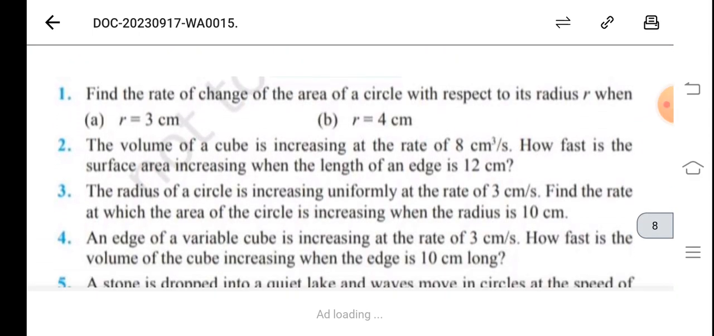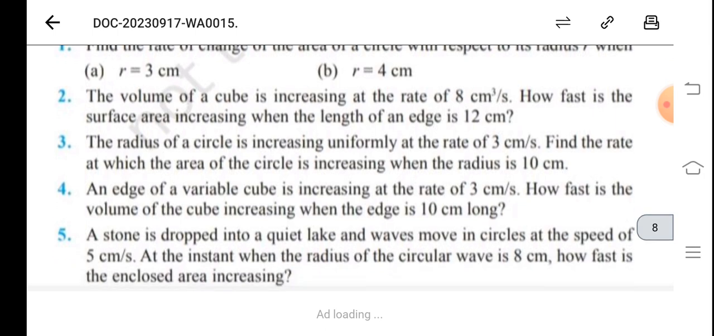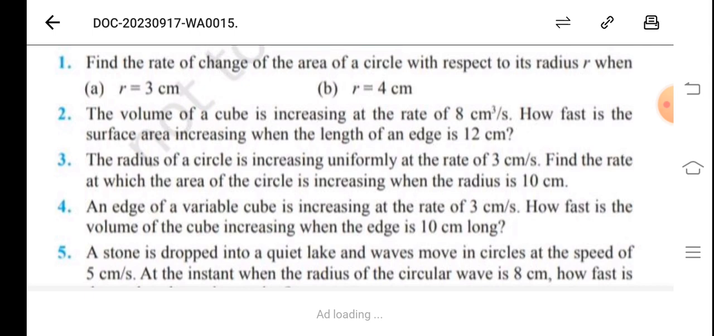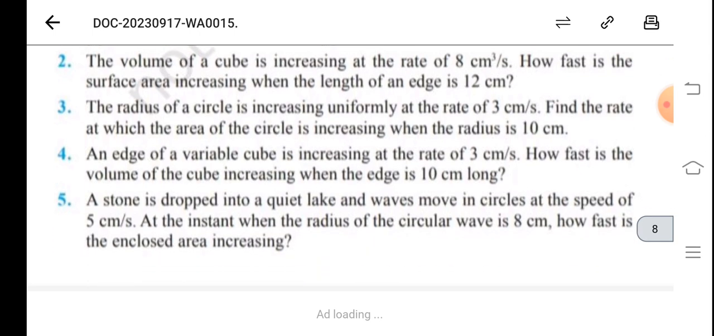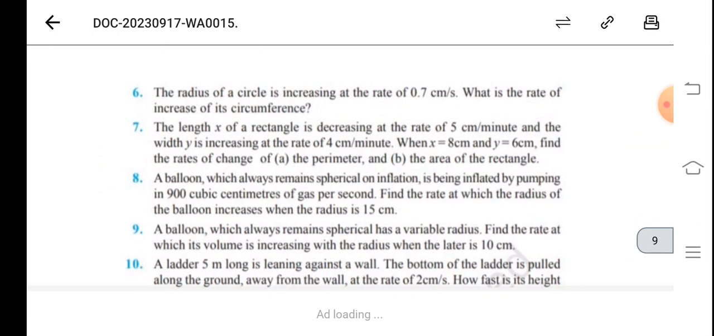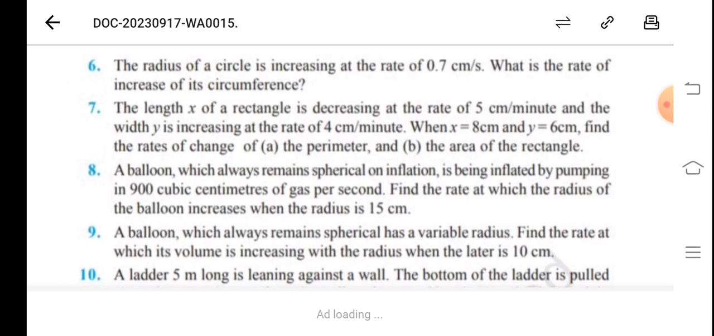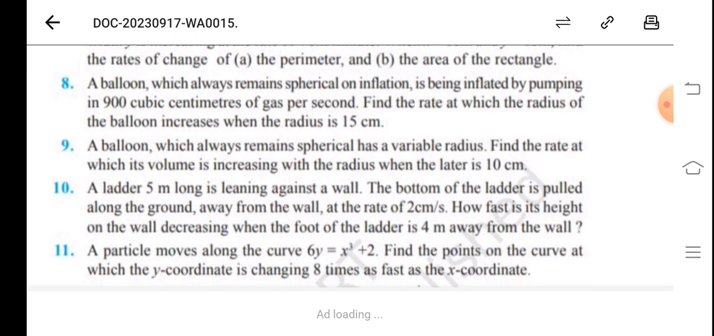I said I will give practice sums. Actually the practice sums I have given are from your NCERT book, General Maths itself. This is there in the exercise on application of derivatives. So kindly solve these sums, and if you have a doubt you can ask and clarify because it's important. Question number 7 is like that model; we have already done it, somewhat related. Question number 10, a ladder 5 meters long, that also we have discussed.